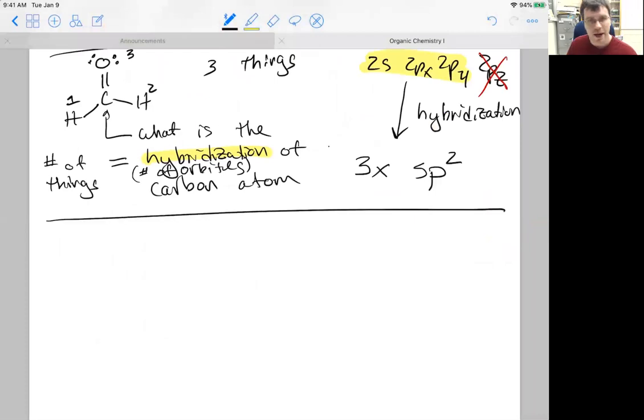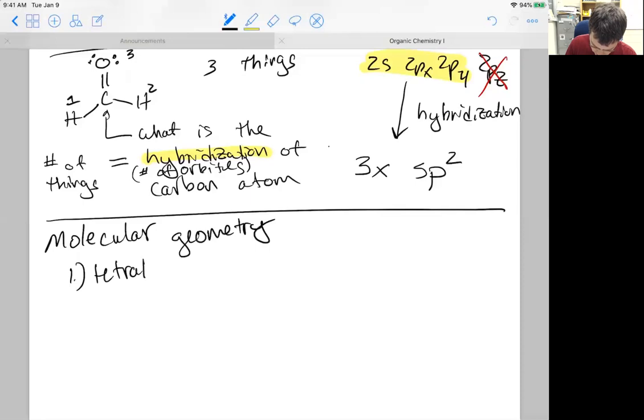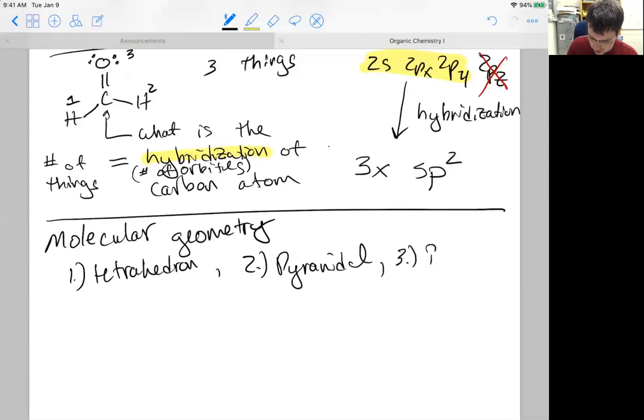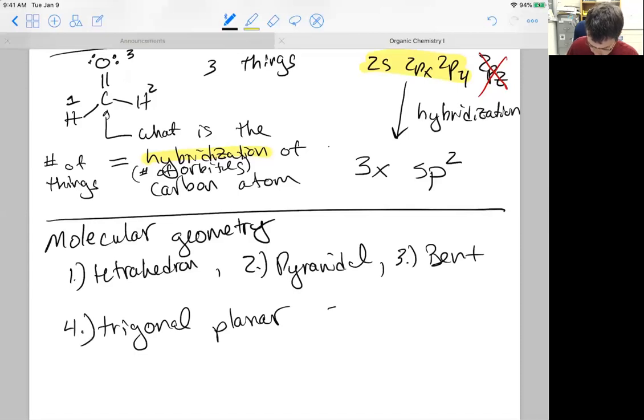So let's go back and continue our discussion of geometry. Molecular geometry. And we had some players, right? We had the tetrahedron. We had what? Pyramidal. And we had bent so far, but those weren't the only players. We also have to consider the other 2 I had on the list, which are trigonal planar, which is 4, and 5 is linear.